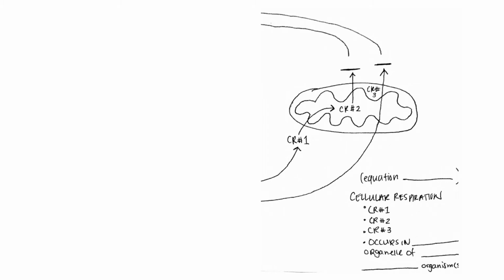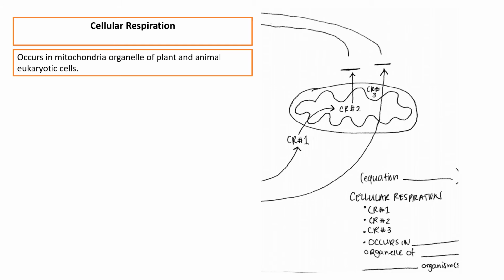The next process we're going to talk about is cellular respiration. Cellular respiration occurs in the organelle called the mitochondria. Mitochondria are found in both plant and animal cells. So in other words, all eukaryotic cells, such as you, contain a mitochondria and carry out this process. This also means that plants do this process. So keep that in mind. Plants can do both photosynthesis and cellular respiration.